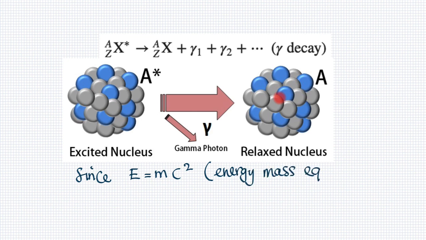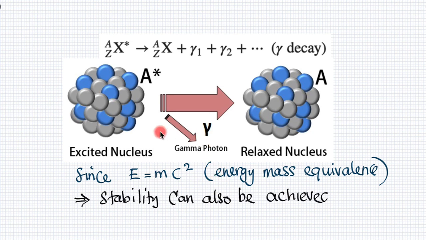Now, we know that according to Einstein's energy mass equivalence equation, whether you lose energy or whether you lose mass, because they're equivalent, it's going to produce the same result. So the stability can be achieved by losing energy as opposed to losing mass. So there's no mass that's released here, but there are these gamma photons that can be released.